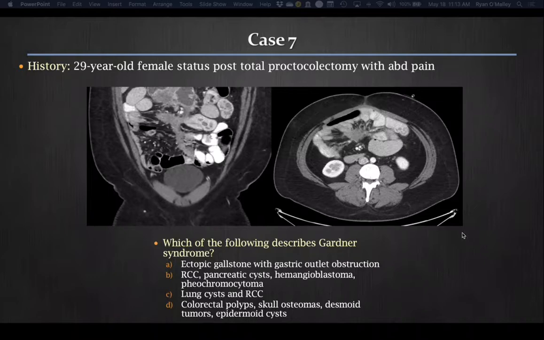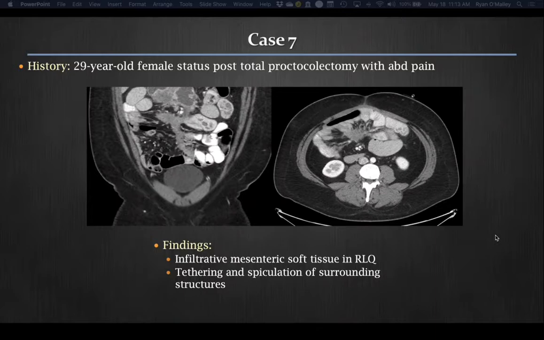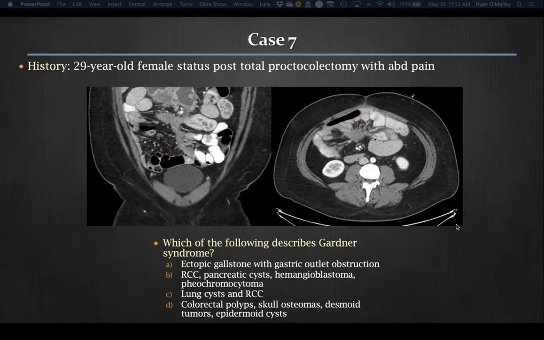All right, so the next case, a 29-year-old female, status post total proctocolectomy with abdominal pain. The findings here are an infiltrative mesenteric mass in the right lower quadrant with tethering and spiculation of the adjacent vasculature and bowel. And the multiple choice question is, which of the following describes Gardner syndrome? So the correct answer here is D. Gardner syndrome includes colorectal polyps, skull osteomas, desmoid tumors, and epidermoid cysts.